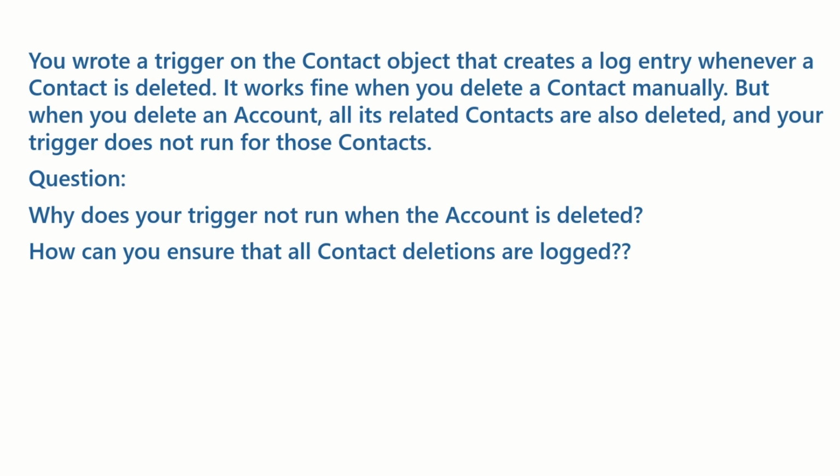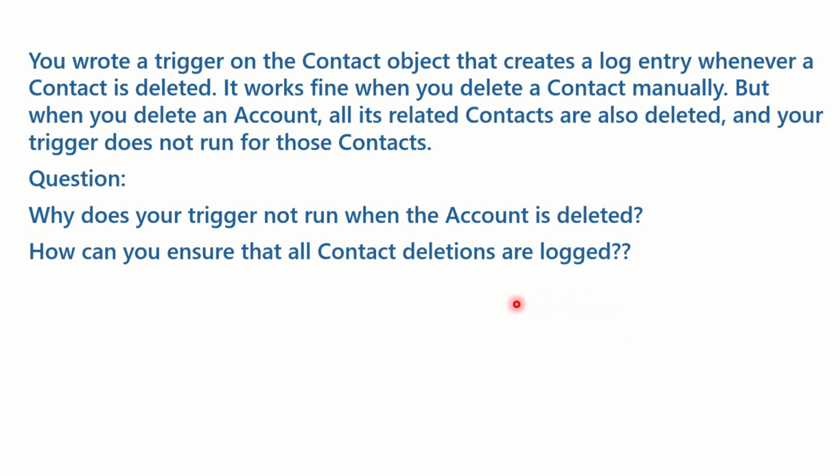So the first question is, you wrote a trigger on the contact object that creates a log entry whenever a contact is deleted. It works fine when you delete a contact manually, but when you delete an account, all its related contacts are also deleted and your trigger does not run for those contacts. So basically you have a trigger on contact, but it's running only when you delete a contact manually, but when you try to delete an account, then it's not running for those contacts which are getting deleted. So the question is, why does your trigger not run when the account is deleted, and how can you ensure that all contact deletions are logged even if they are through account?